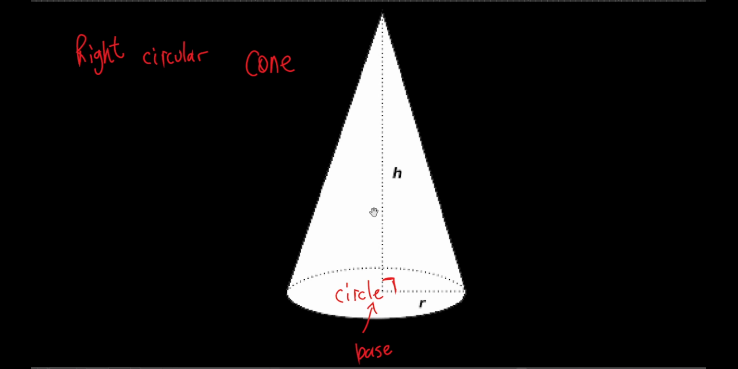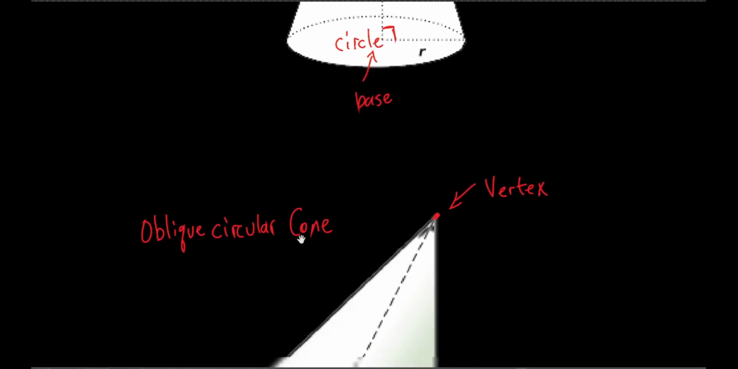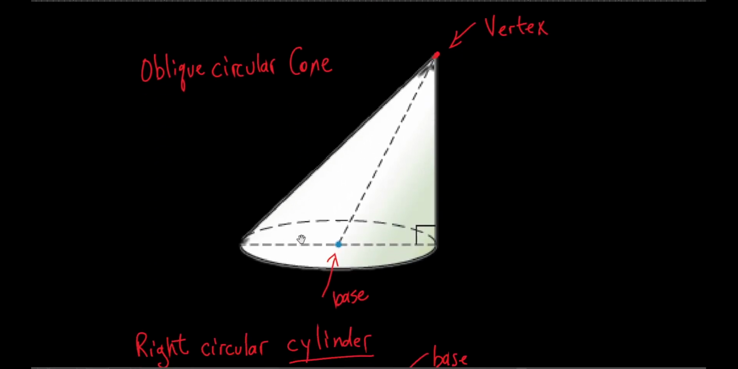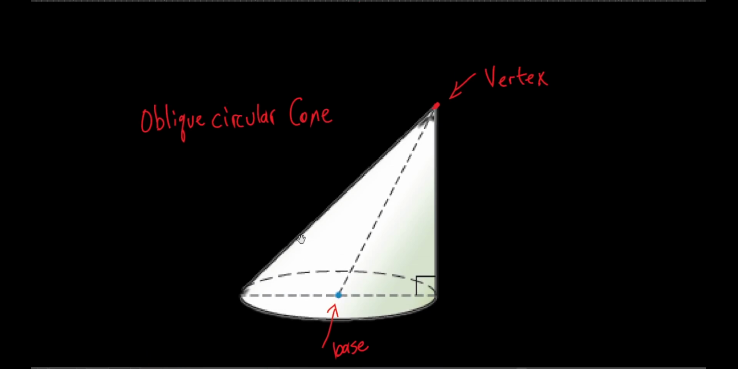Maybe that'll help. So this is a right circular cone. Here's another one. Now this is kind of weird looking. All right? Look at the word. It's oblique. That's how you say that word. It's probably a word that you're not familiar with. I would write it down.